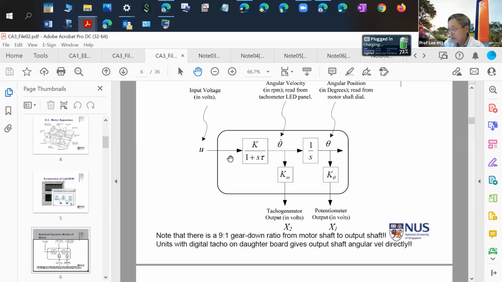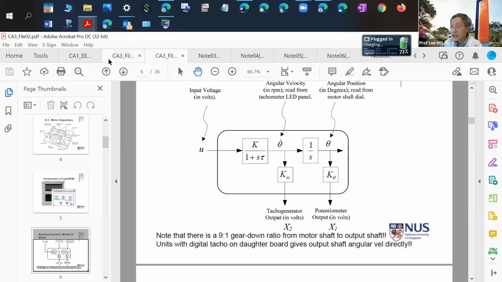That's all you have. And then what comes out down here as a so-called potentiometer measurement is also voltage only. And what comes out of here as a tacho generator, which is the angular velocity measurement, is just a voltage. So this is all you have when you go to the lab. You apply a voltage, you get 2 voltages coming out.